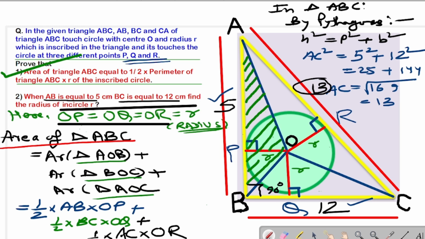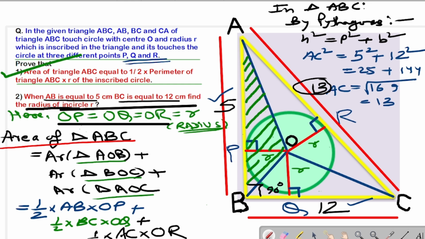Now, what we have derived earlier, that is area of triangle ABC is equal to half of perimeter of triangle ABC into R, right? We will use the same formula which we have derived, right? Now coming to the second part of the question, how to get it solved. We need to calculate the radius of the incircle, small r, right? So just going downward where we have proved it, right?